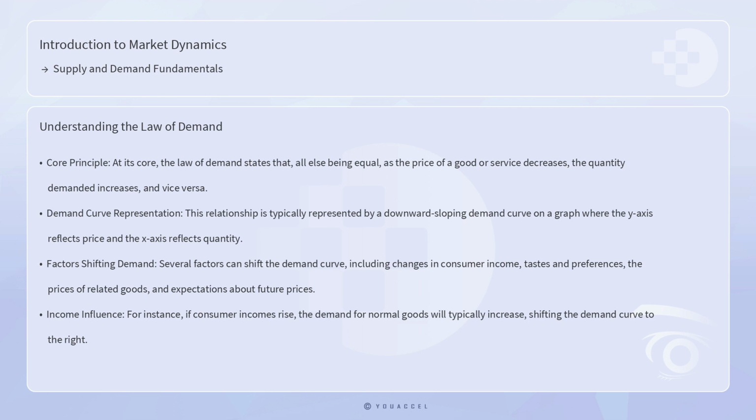At its core, the law of demand states that all else being equal, as the price of a good or service decreases, the quantity demanded increases, and vice versa. This relationship is typically represented by a downward-sloping demand curve on a graph, where the y-axis reflects price and the x-axis reflects quantity. Several factors can shift the demand curve, including changes in consumer income, tastes and preferences, the prices of related goods, and expectations about future prices. For instance, if consumer incomes rise, the demand for normal goods will typically increase, shifting the demand curve to the right.